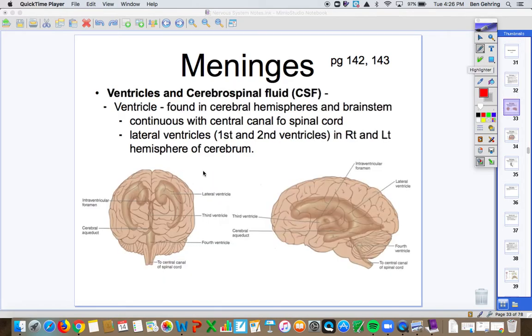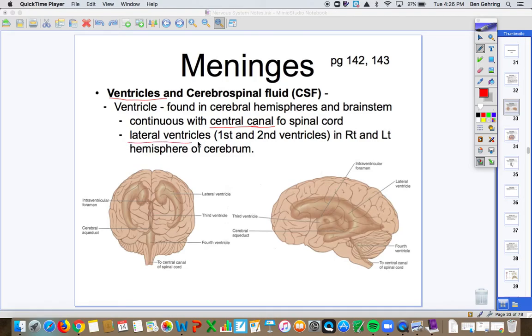We mentioned cerebrospinal fluid. So cerebrospinal fluid is this fluid that lubricates and provides nutrients to your central nervous system. It is produced in these things called ventricles, which are regions. So they're found in your cerebral hemispheres and brainstem. They're continuous with your central canal for the spinal cord. You have 4 of them.